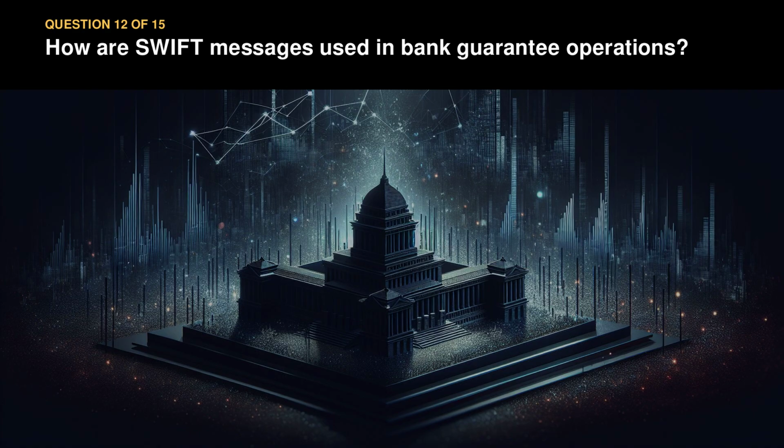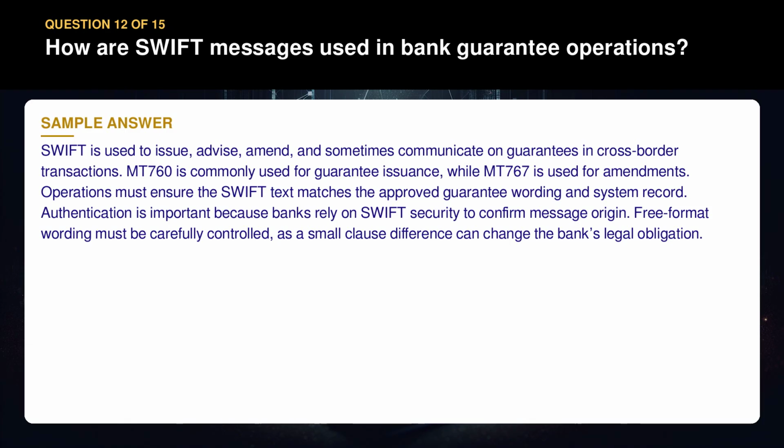Question 12. How are SWIFT messages used in bank guarantee operations? SWIFT is used to issue, advise, amend, and sometimes communicate on guarantees in cross-border transactions. MT-760 is commonly used for guarantee issuance, while MT-767 is used for amendments. Operations must ensure the SWIFT text matches the approved guarantee wording and system record.